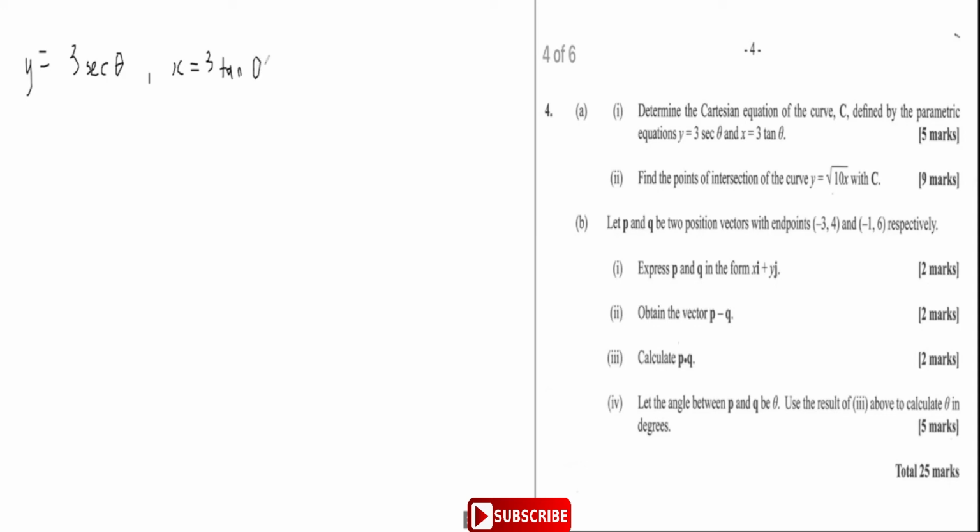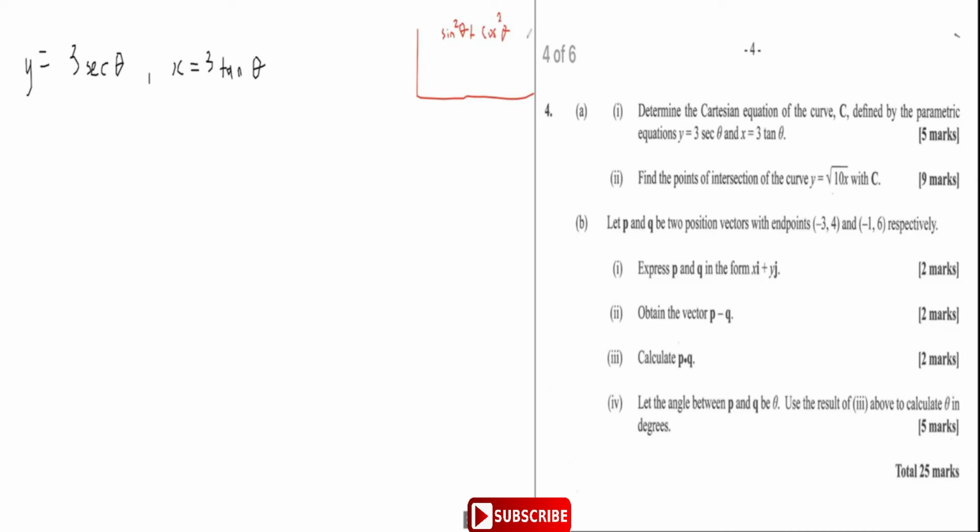Now, what does that mean? In order to find the Cartesian equation, we're going to have to utilize this identity. If you can't remember the identity, always start with this one, because even I can't remember them sometimes. Always start back with this one: sine squared plus cos squared is equal to 1. This is the only identity you need to remember.